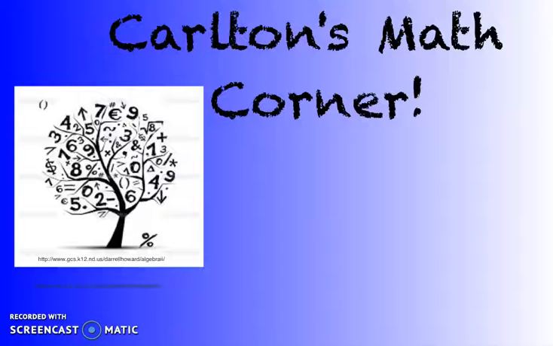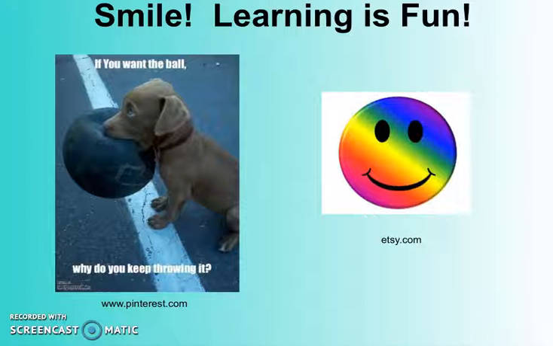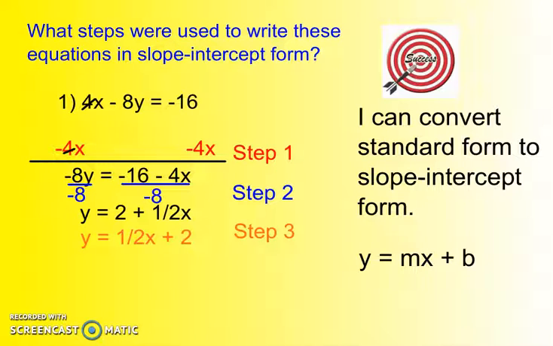Today we are going to continue our study on point-slope form. At this time, please make sure that you have your math journal, vocab packet, as well as something to write with. Our target today is I can convert standard form to slope-intercept form.